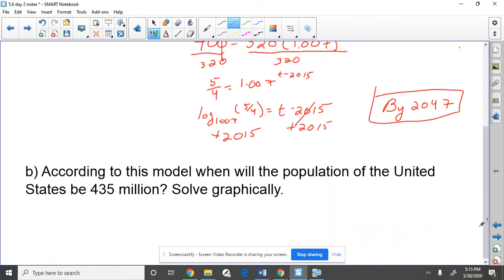You can also solve these problems graphically. So we're going to do this one where we're going to figure out when the population hits 435 million graphically. We're going to start with our equation. The current population is 435, and it's equal to our equation, 320 times 1.007 to the t minus 2015. In order to solve it graphically, I'm going to put one side of this equation in y1 and one side of the equation in y2.